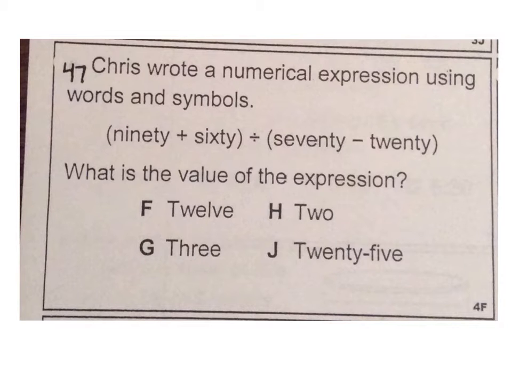Number 47. Chris wrote a numerical expression using words and symbols. Parentheses 90 plus 60, close parentheses, divided by parentheses 70 minus 20, close parentheses. What is the value of the expression? F12, G3, H2, or J25?